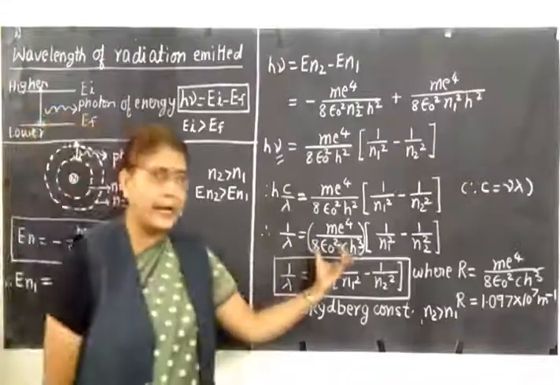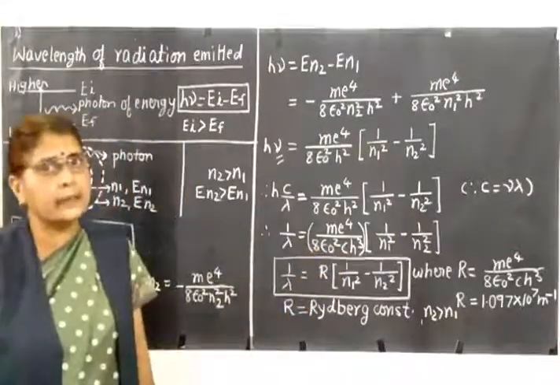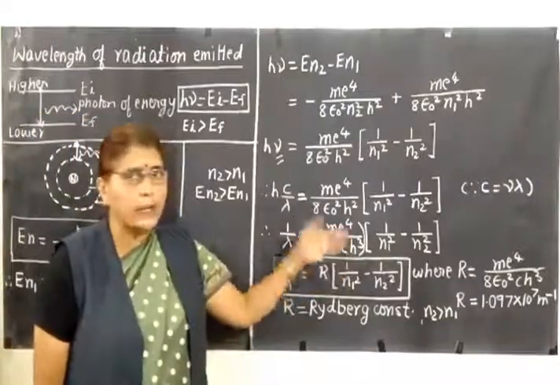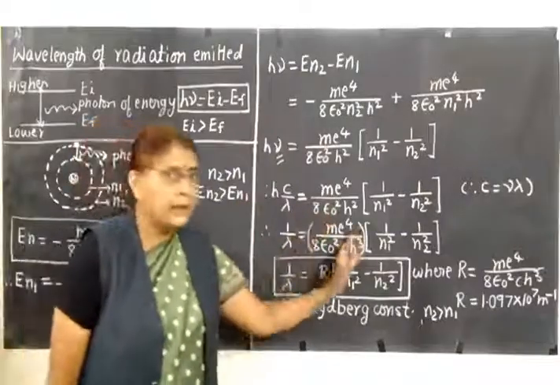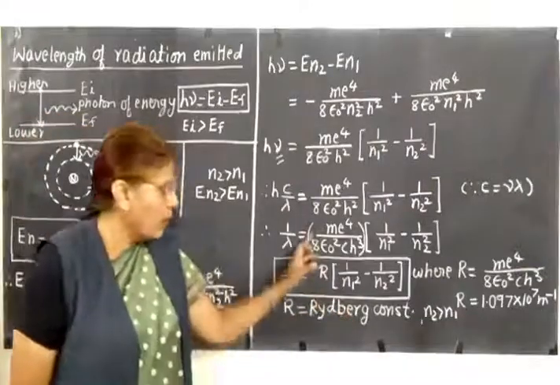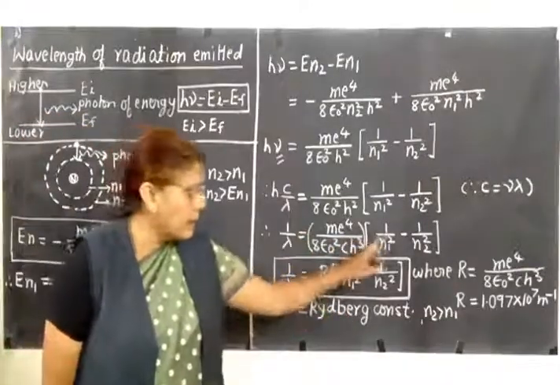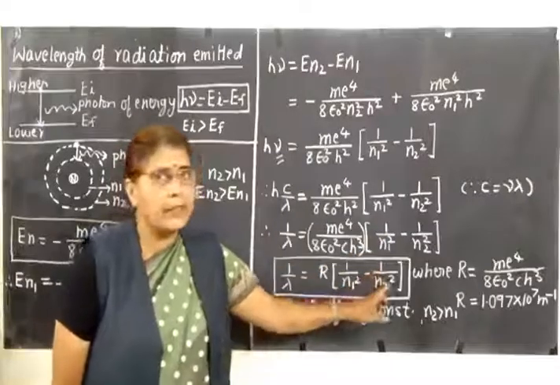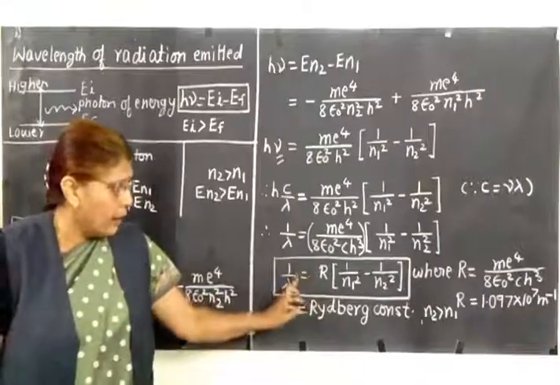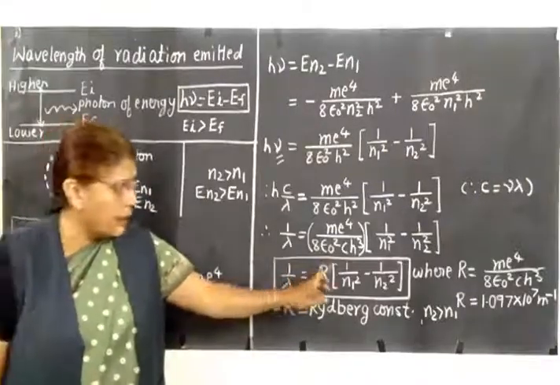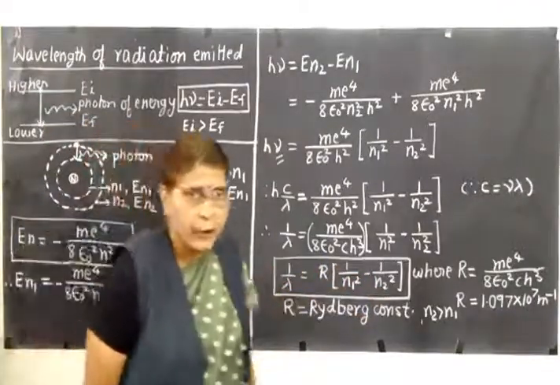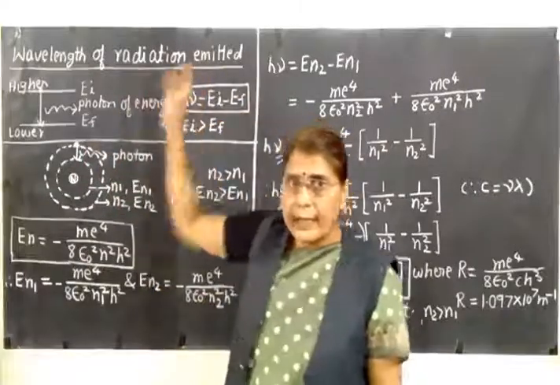Now you can observe this bracketed quantity. All the terms in this quantity are constant, that is m, e, epsilon 0, c, h, all are constant. So you can call this term R. R is nothing but Rydberg's constant. So this quantity I have called R, and the bracket is as it is, 1 upon n1 square minus 1 upon n2 square. So I got an expression for 1 upon lambda as 1 upon lambda equal to R into bracket 1 upon n1 square minus 1 upon n2 square. So this is the final expression for the wavelength of emitted radiation.